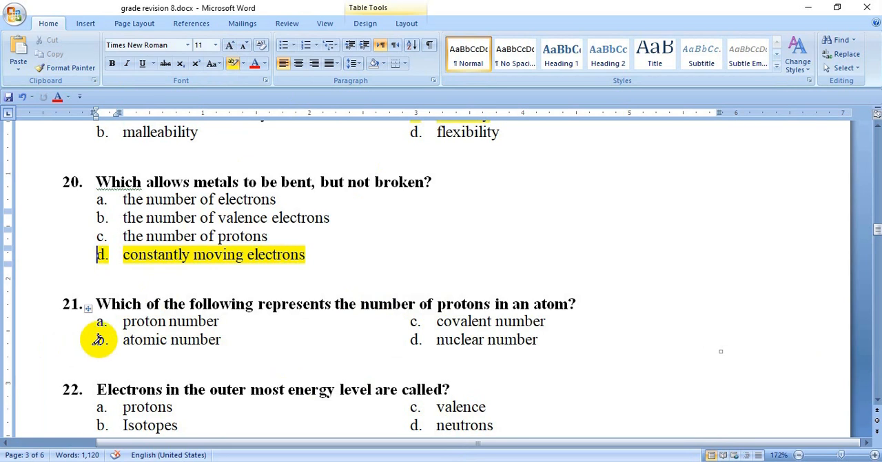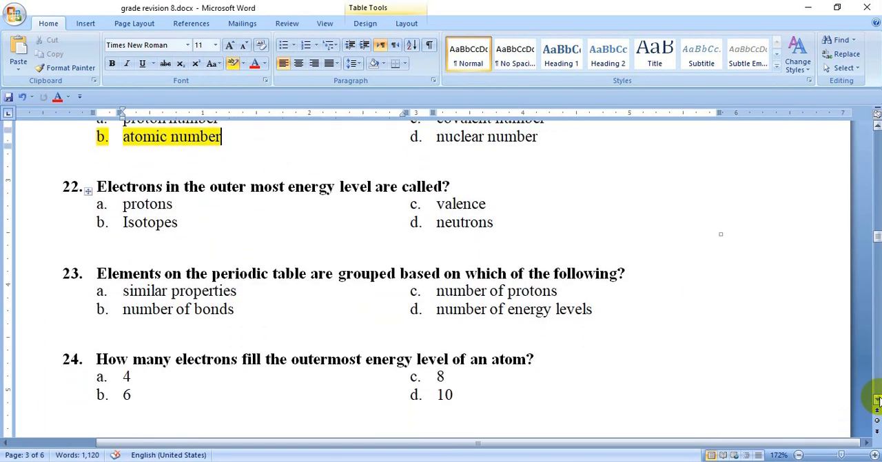Next, question 22. Electrons in the outermost energy level are called valency electrons, and they are the only electrons that participate in chemical bonds.